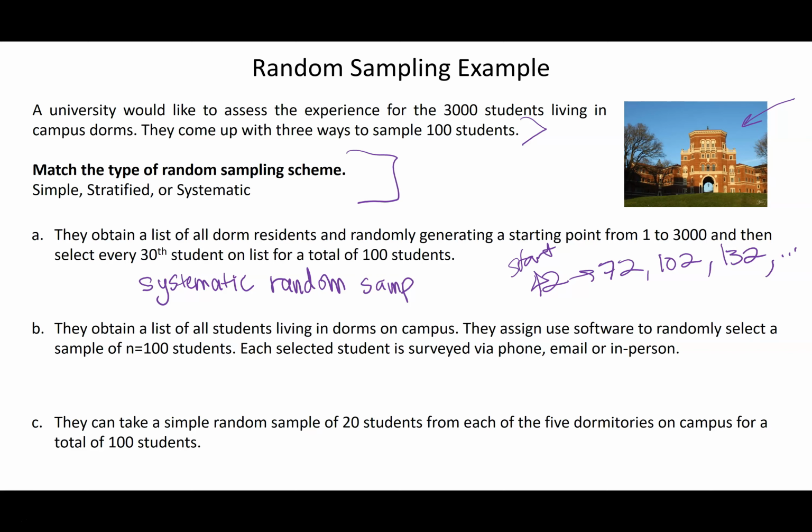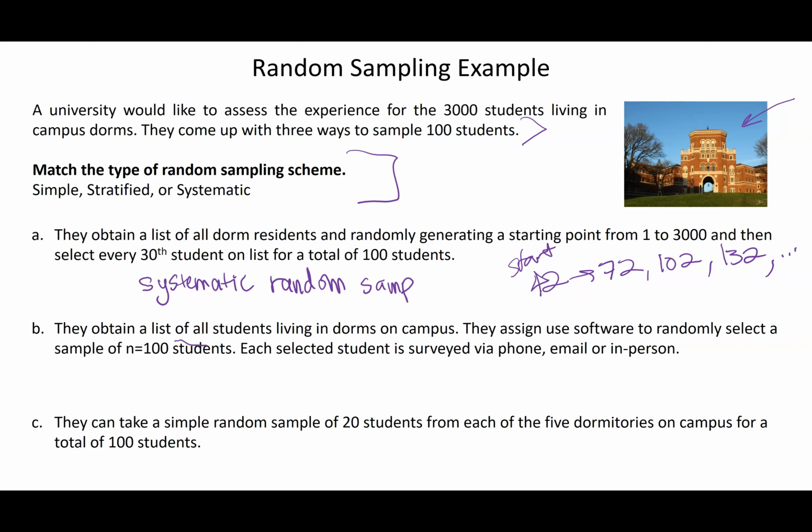So B, they obtain a list of all students living in dorms on campus. So they use software to randomly select a sample of 100 students. And from there, they survey by phone, email, or in person each of the 100 that were selected.